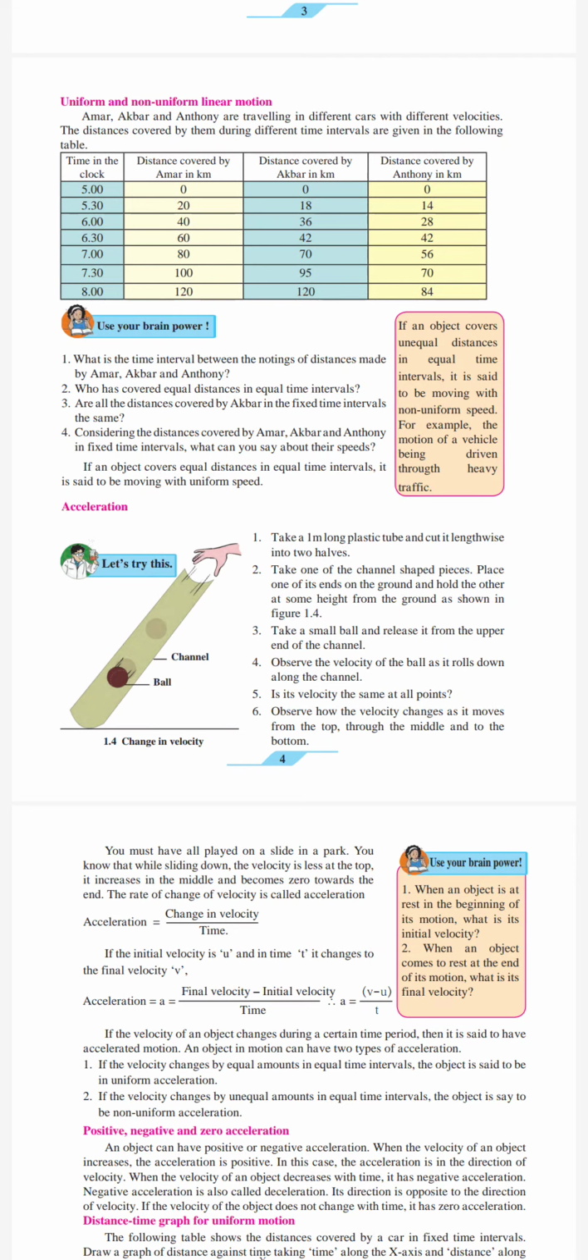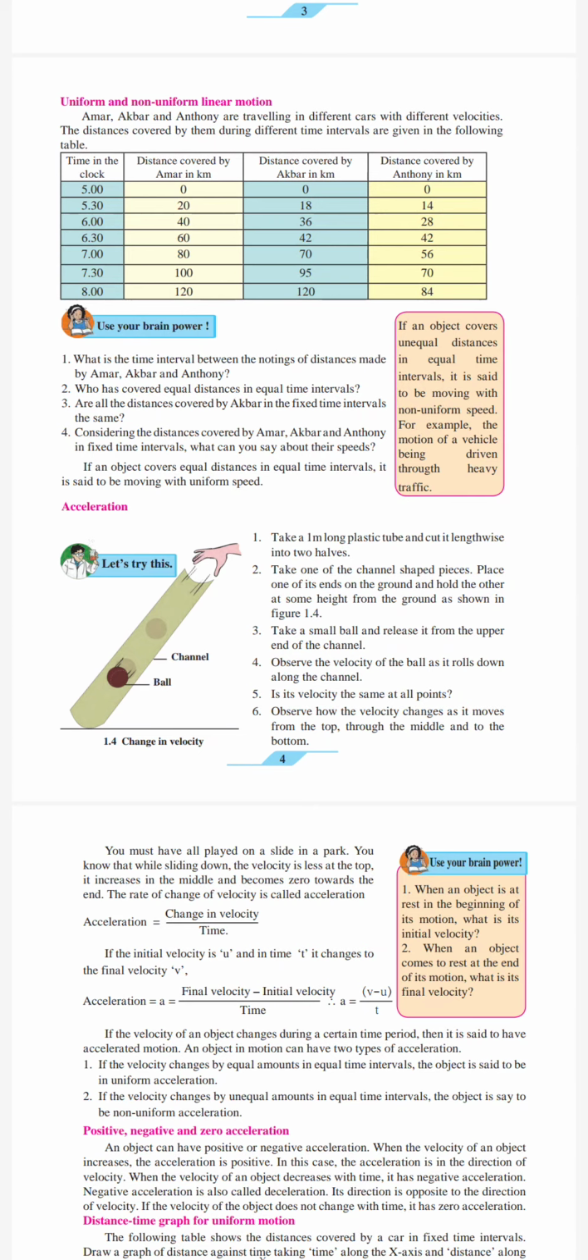Now just see, use your brain. If an object covers unequal distances in equal intervals of time, it is said to be moving with non-uniform speed. Here the distance is unequal but the time is the same, so we call it non-uniform speed. So we have seen examples of uniform and non-uniform linear motion. Amar and Anthony have uniform speed, but Akbar has non-uniform speed.